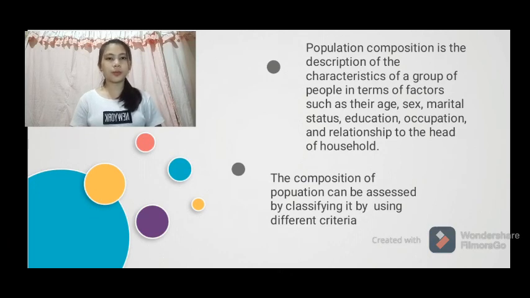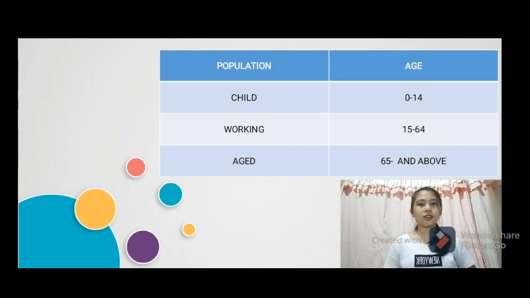The numbers and proportions of males and females in each age group have considerable impact on the population's current and future social and economic situation. The composition of a population can be assessed by classifying it using different criteria, such as age composition and generation.